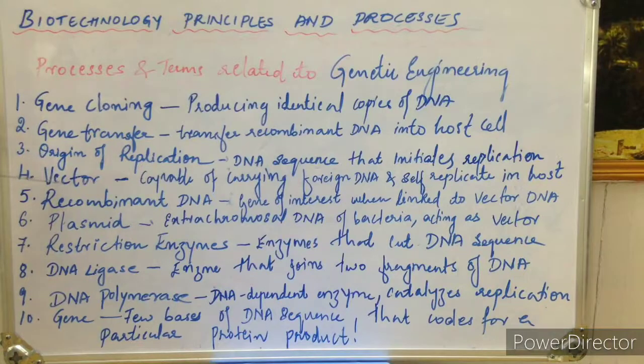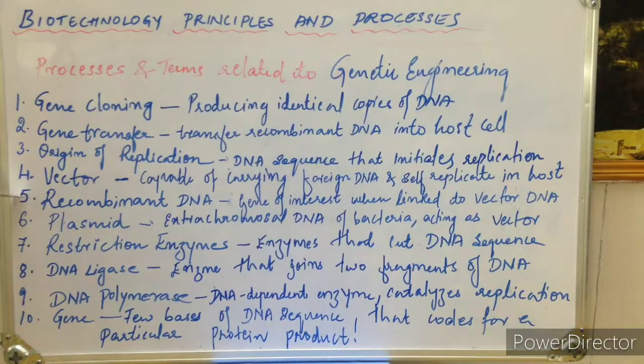So this vector DNA will have the origin of replication. Whatever gene of interest you are linking to the vector DNA, this origin of replication uses the DNA polymerase of the host organism, and it is going to multiply the gene of interest along with the genomic DNA. So when the genomic DNA is multiplying or replicating, at the same time the gene of interest is also getting replicated. So the vector is going to carry the gene of interest to the host organism and it is helping in the replication process.